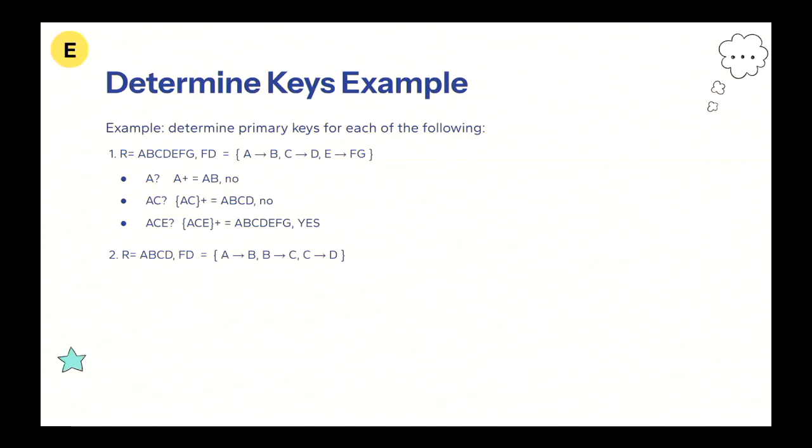And the second one here, we have four attributes A, B, C, and D. So what is the key here in this case? Yes, it's very straightforward. The key is A, because the closure of A is equal to the entire set of attributes. Now let's come to the third. We have three attributes, A, B, and C, and we have three functional dependencies. So what's the key here in this case?